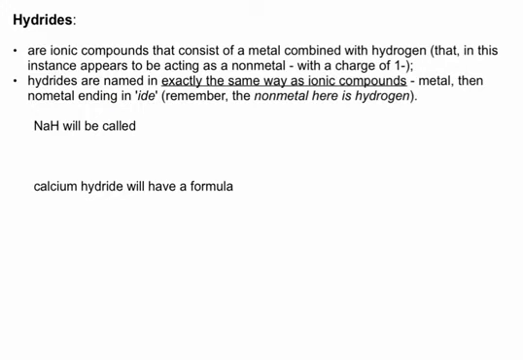Hydrides are just as simple, and in the case of a hydride, we have a metal combined with hydrogen. But in this case, the hydrogen is acting as a nonmetal, and so it's going to have a charge of -1. So in exactly the same way as ionic compounds, metal, then nonmetal ending in "ide." But remember, it's always hydrogen, so it's hydride. So NaH would be sodium hydride.